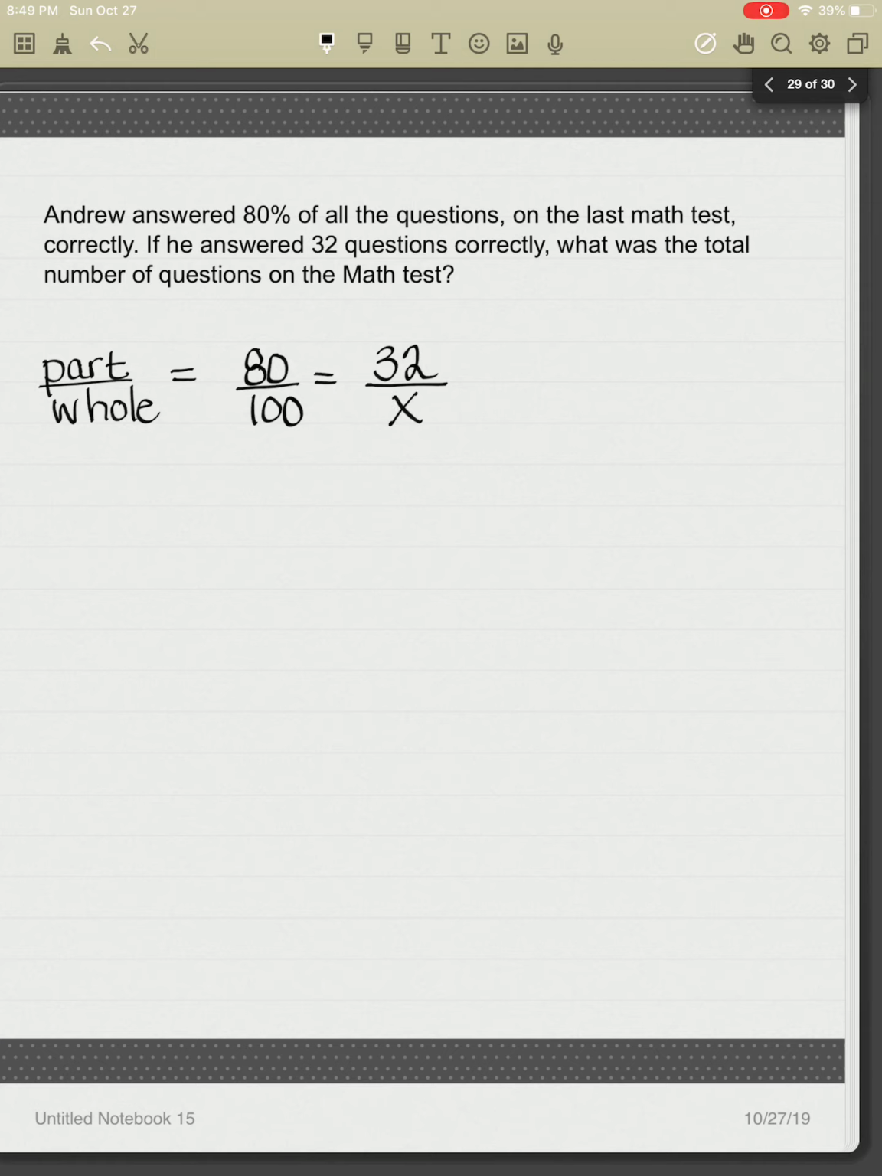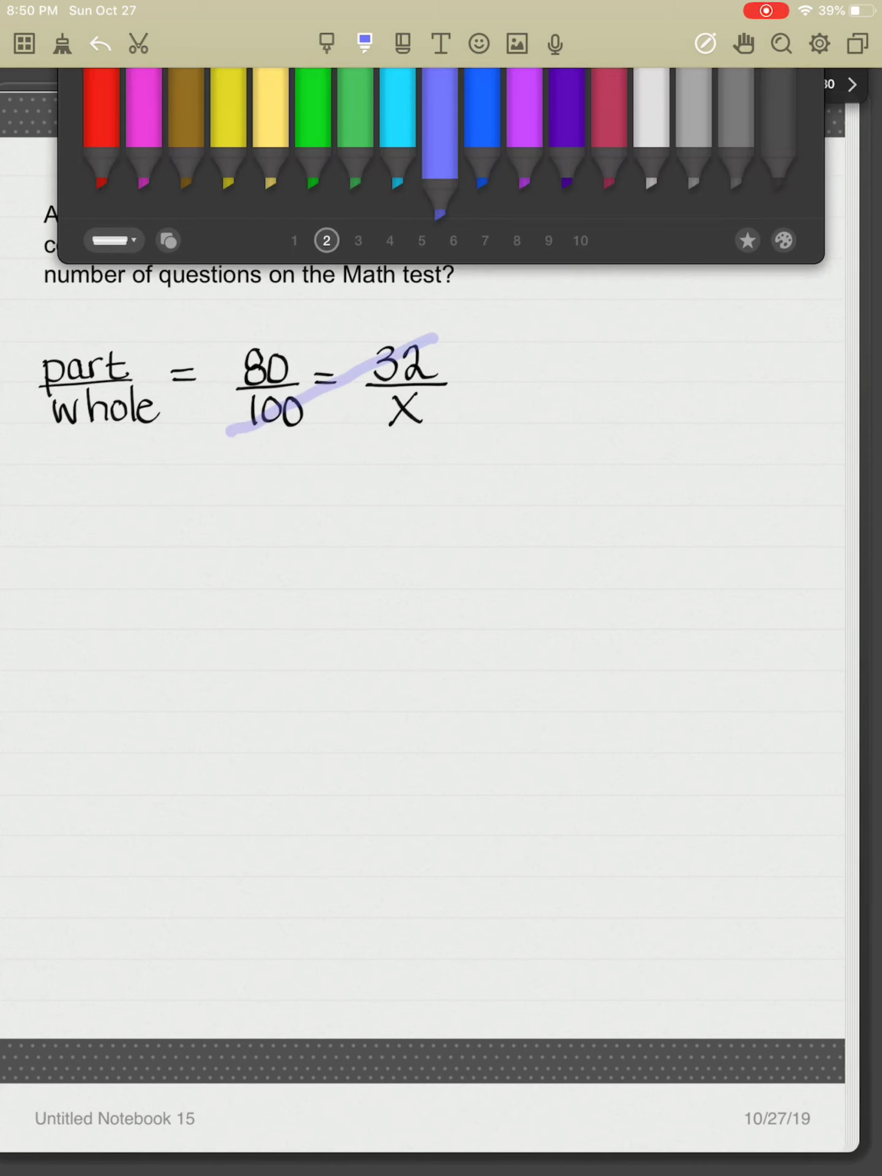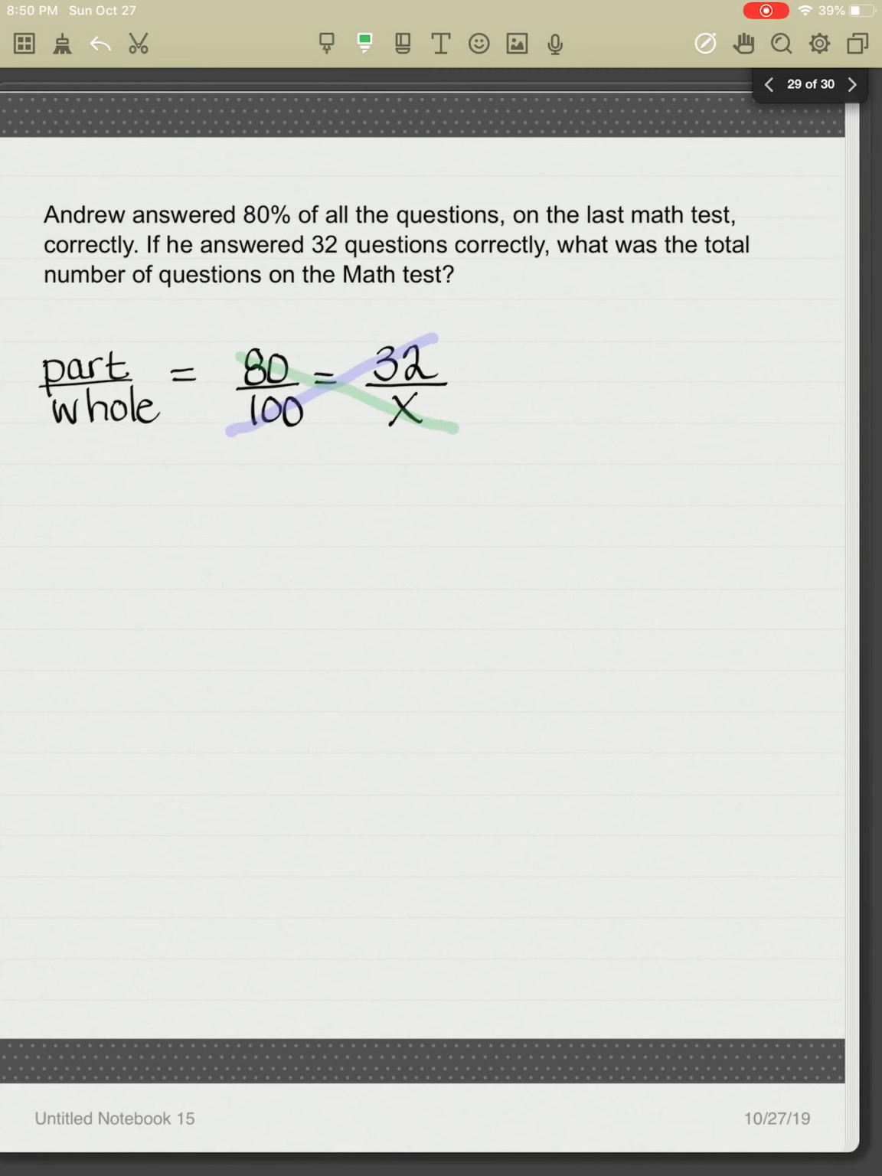Okay, so now we have everything lined up and it's proportional. So again, we're going to use cross multiplication to solve this. So this is how we'll cross multiply. Okay, and now let's set up our equation. So the one side of the equation with the variable is 80 times x is equal to 100 multiplied by 32. And we're going to continue working this down. So 80x is equal to 3,200. And that's 80 multiplied by x.